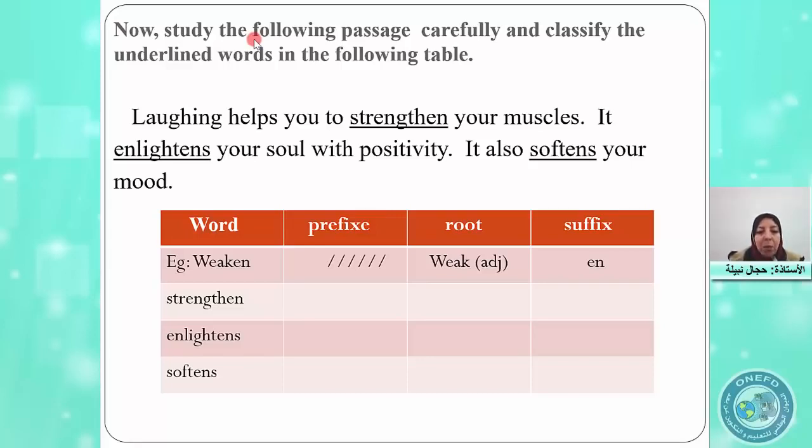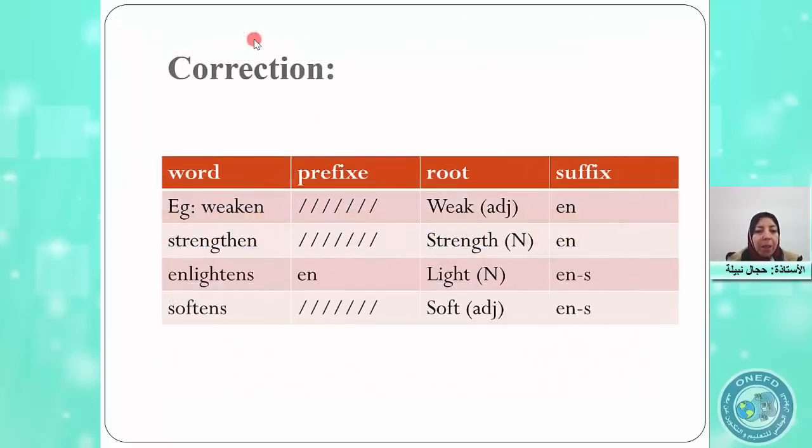Weaken is the word to divide. So there is no prefix in this word. The root is weak, which is an adjective, and en is the suffix. You just do the same with the other words. Let's correct them. Strengthen has no prefix. The root is strength, it's a noun. En is the suffix.